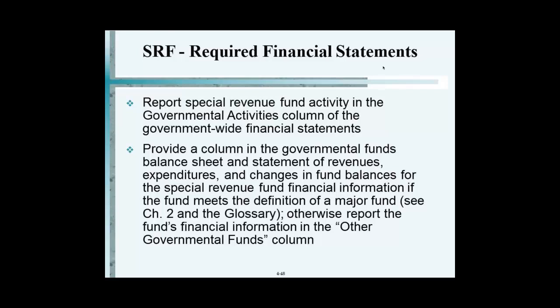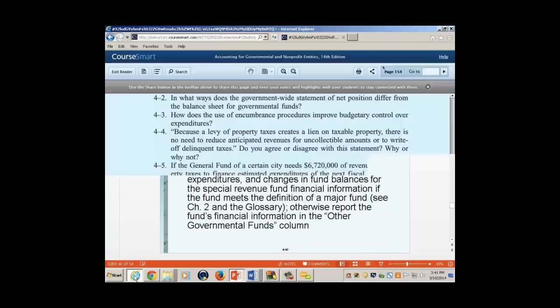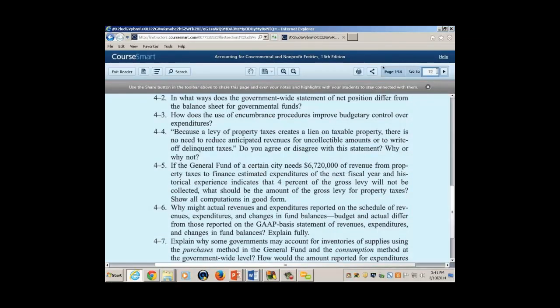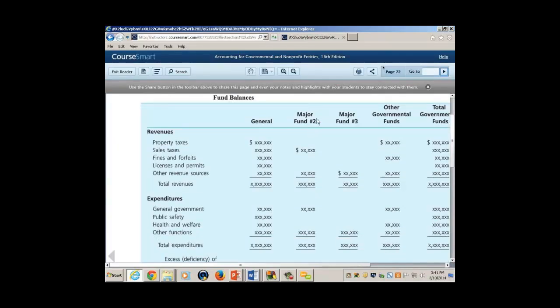I think one of the CAFR exercises requires you to identify special revenue funds. So if it's a major fund, it will show up on the governmental fund balance sheet and the statement of revenue expenditures. See this? This could be a special revenue fund. This could be a special revenue fund. Could be any major fund. And if it's not a major fund, where would it go? Here. Got it? General fund always shows up by itself. All the other governmental funds that I talked to you about, if it's major, shows up here.